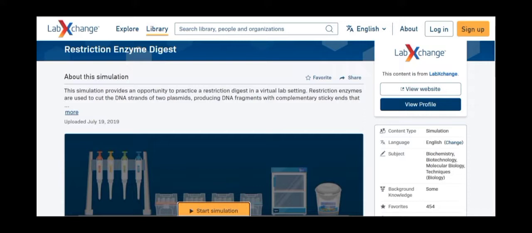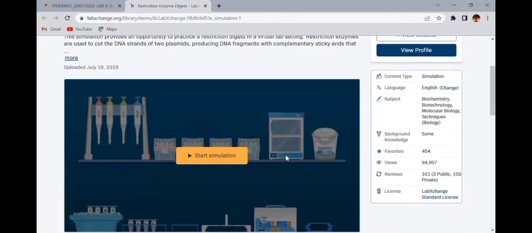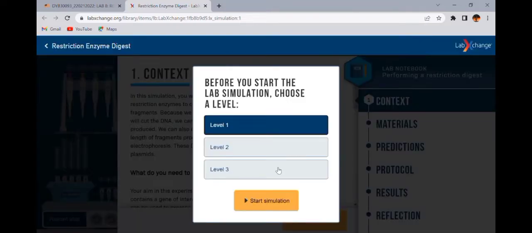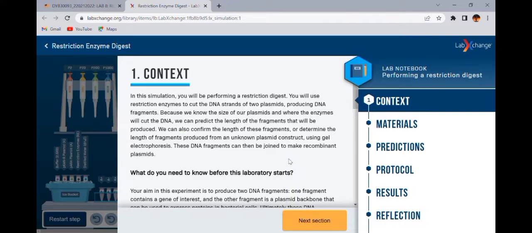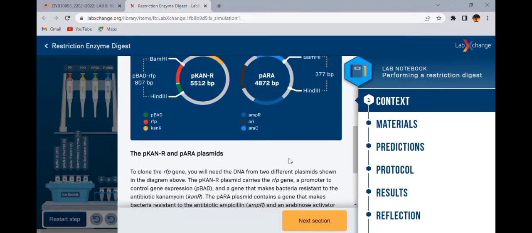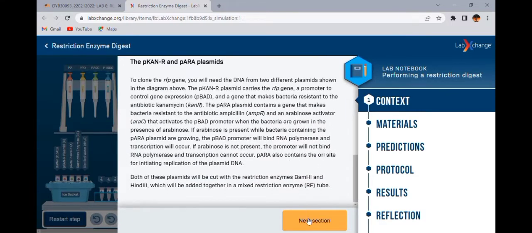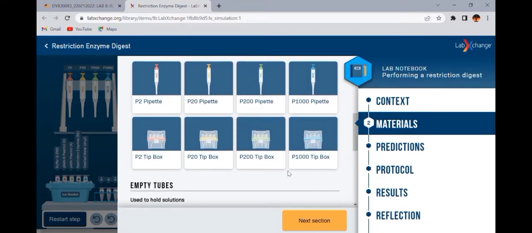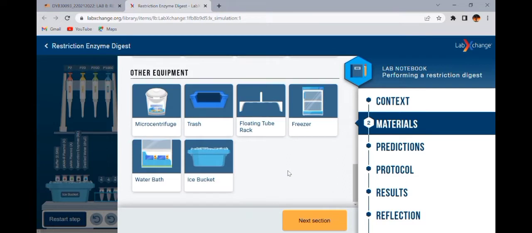We can also confirm the length of these fragments, or determine the length of fragments produced from unknown plasmid constructs, using gel electrophoresis. These DNA fragments can then be joined to make recombinant plasmids. Next, these are the materials needed for this experiment.